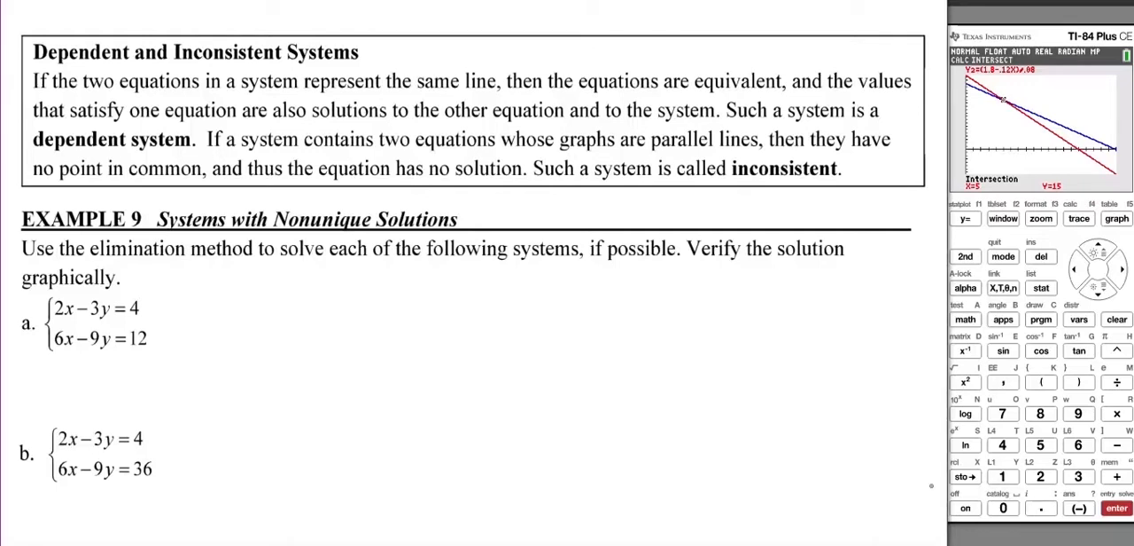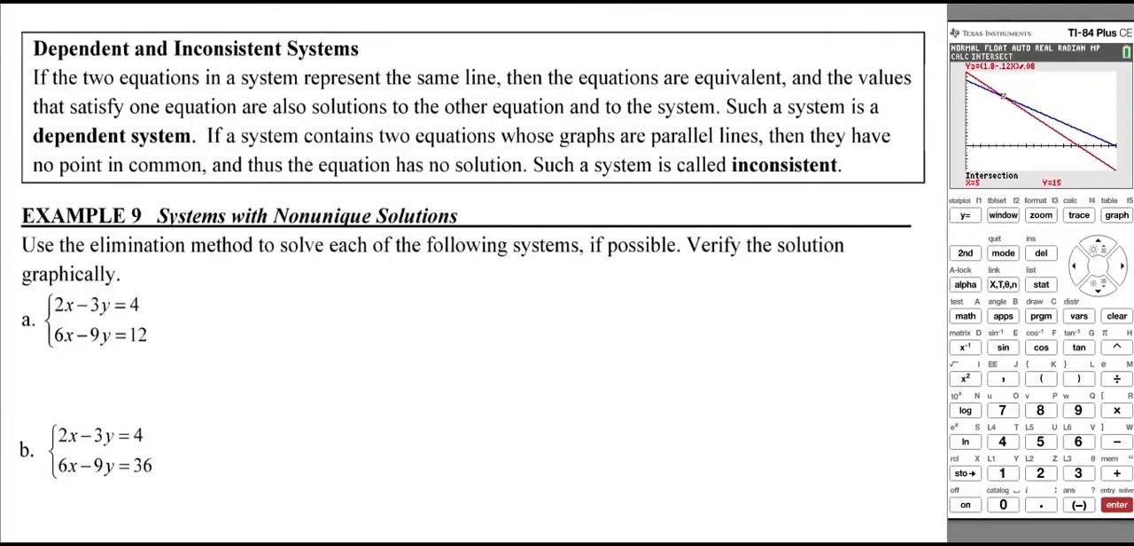Now, if a system contains two equations whose graphs are parallel lines and they have no point in common, so it's not graphed at the same place, then the equation has no solution. Such a system is called inconsistent. In this example, we're going to use elimination method to solve and see examples of these dependent and inconsistent systems.